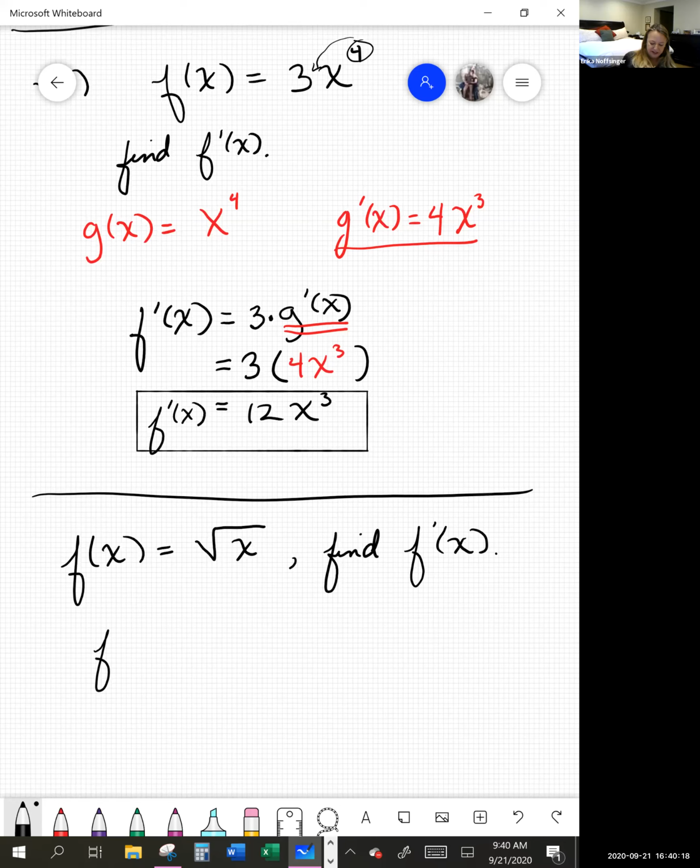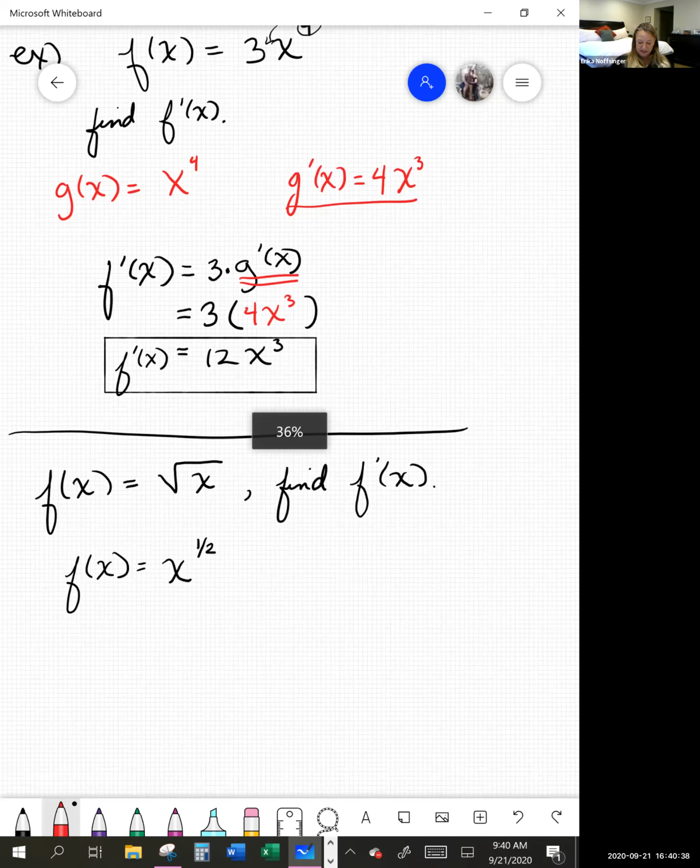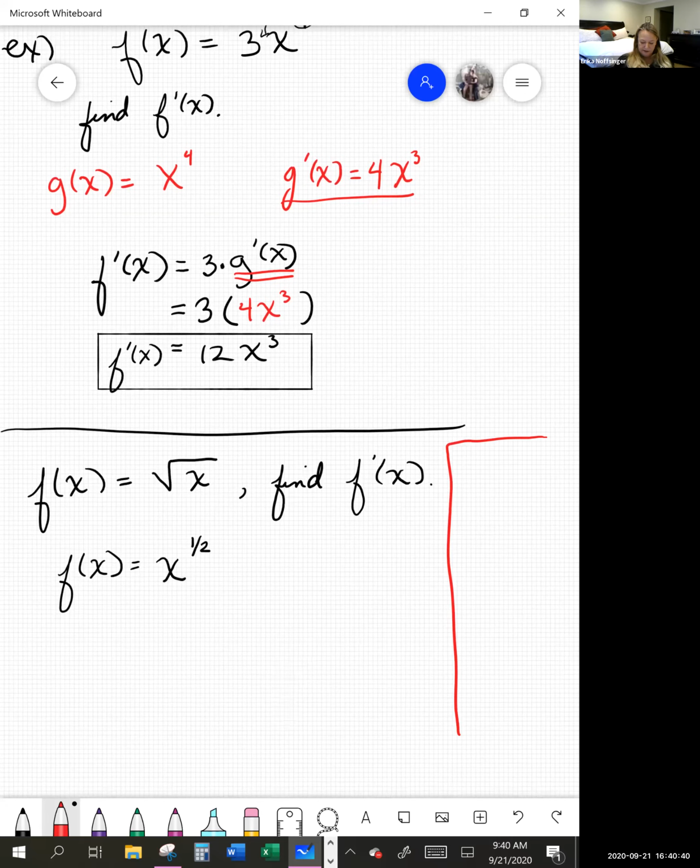So f of x, if there's no index shown, you know that's an index of 2. And so using that, we could rewrite this as x to the 1/2 power. So we're using the general power rule to take the derivative of this. If g of x is x to the nth, the general power rule says bring your power down front, and then subtract 1 from the power.